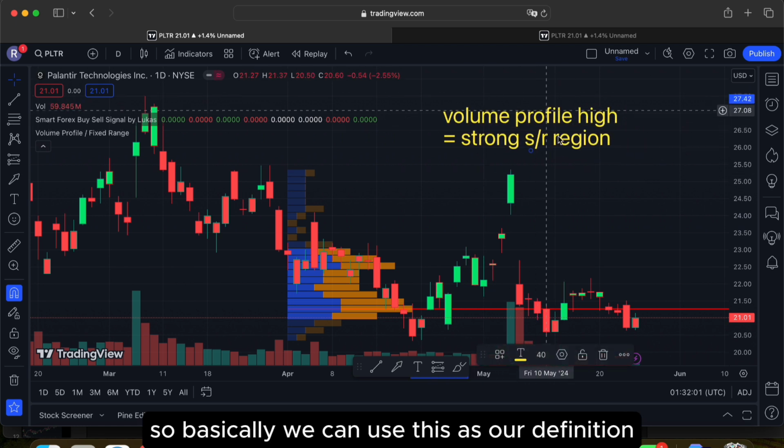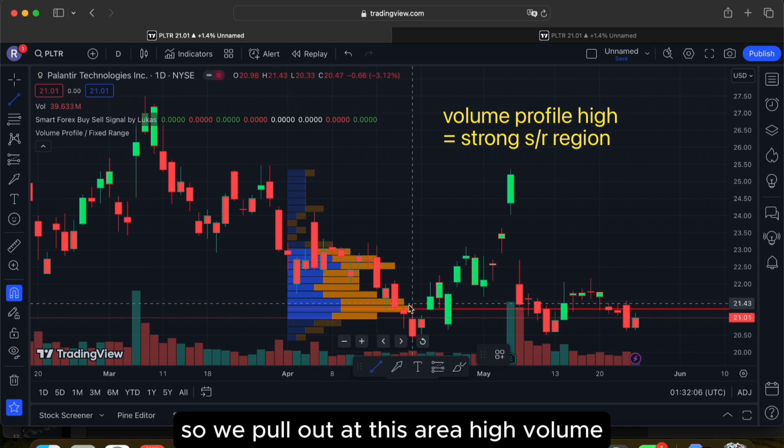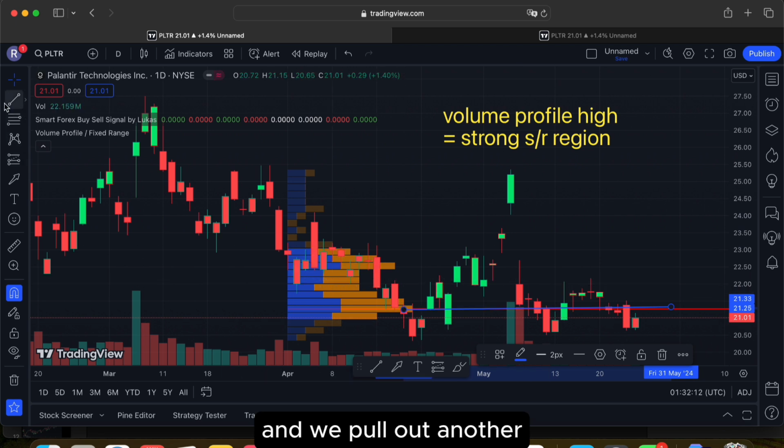So we can use this as our definition and plot it out. We will plot at this area of high volume, and we will plot another.